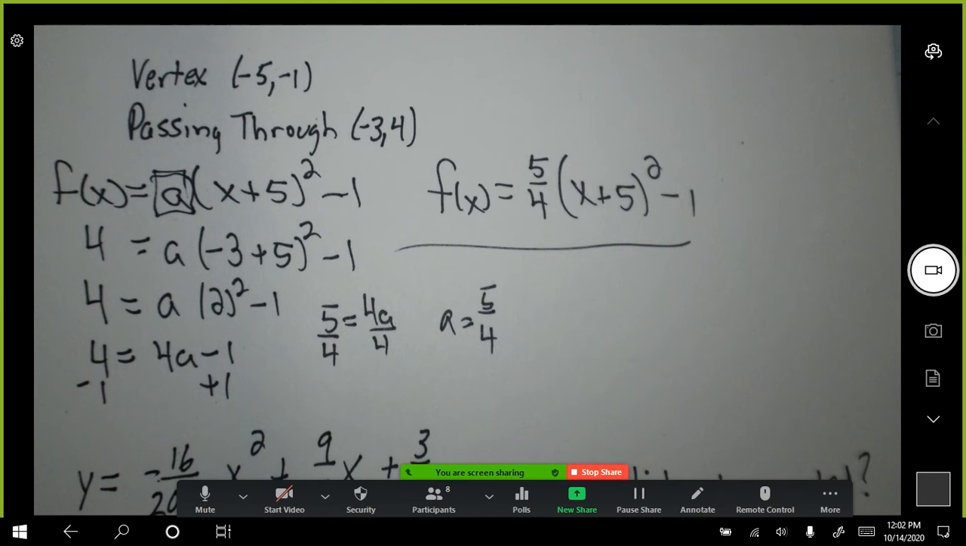All right. Let me double check the assignment and see if there's anything else. Sketch the graph. Sketch the graph.